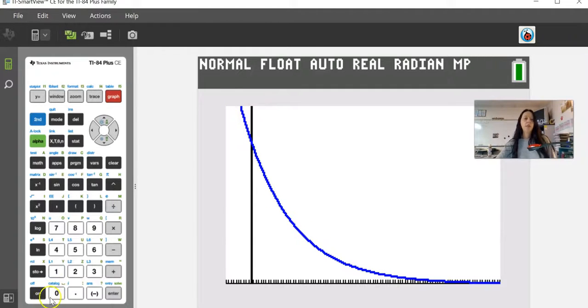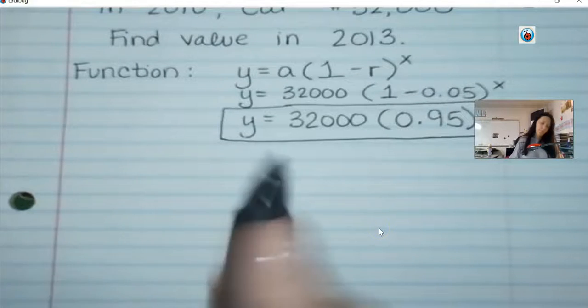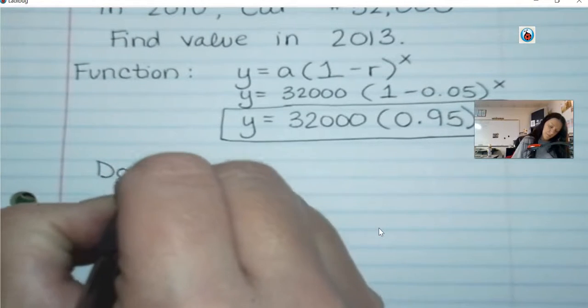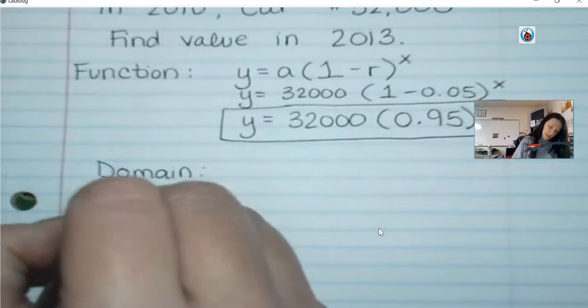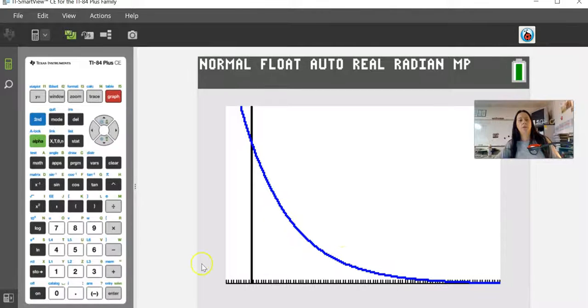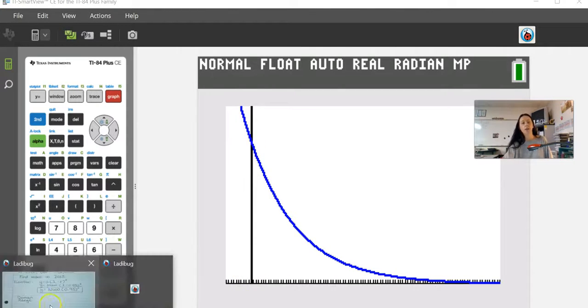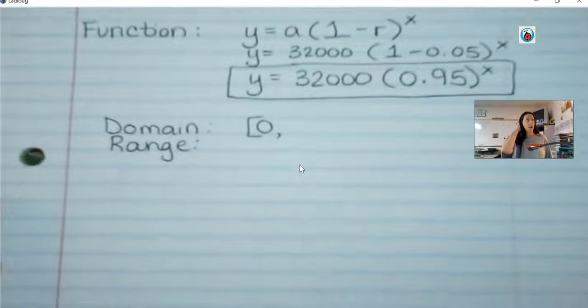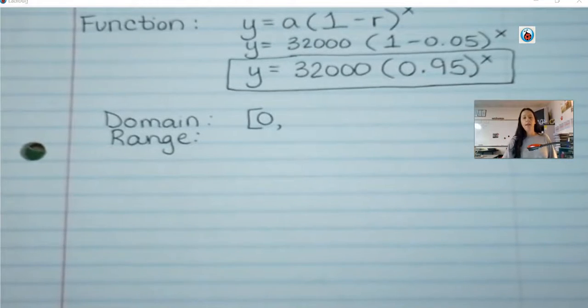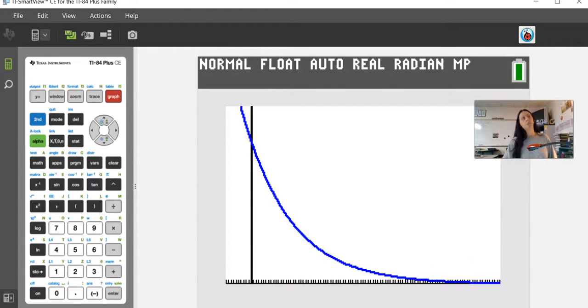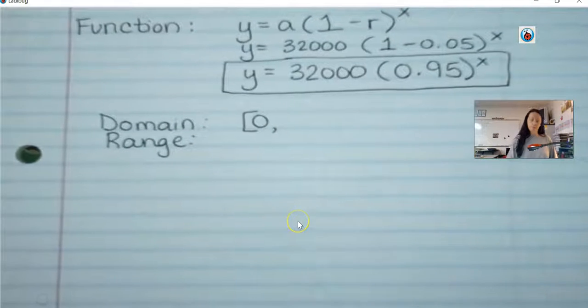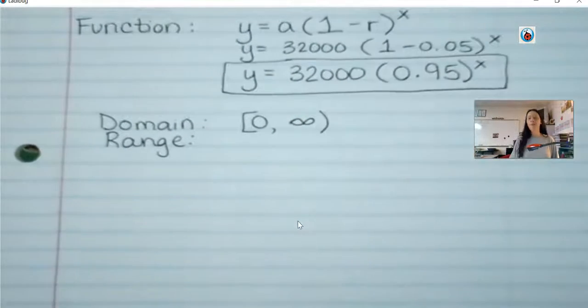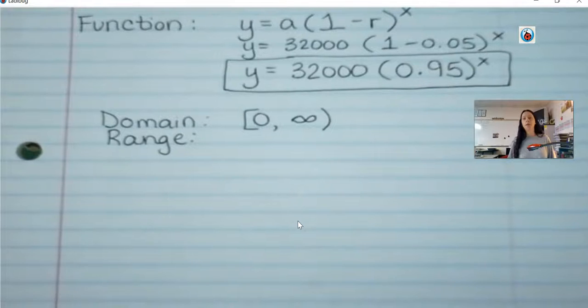Now we have to come up with the domain and range. With your groups, see if you can come up with the domain and the range for this graph. The domain will start at 0. I can figure out at 0 years how much that car is worth. It does hit 0, so it gets a bracket. And then the years will go on forever, so they're going to go on to infinity. Infinity can never be touched, so infinity always gets parentheses.